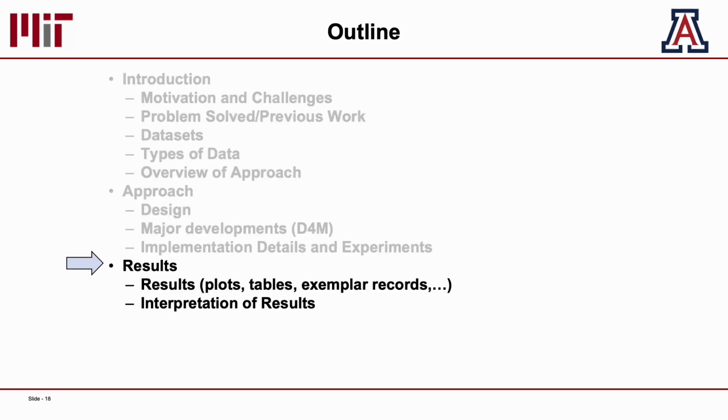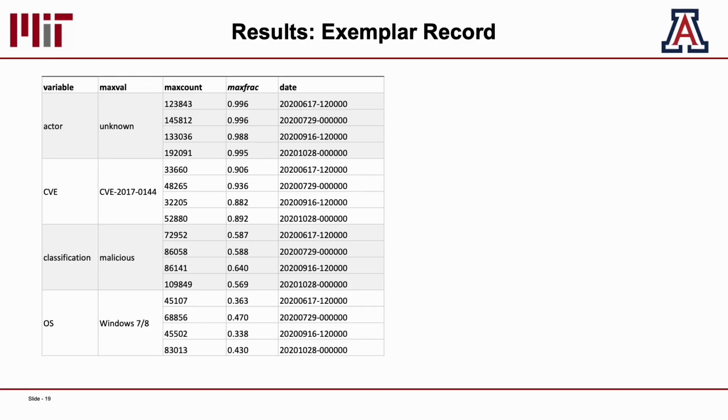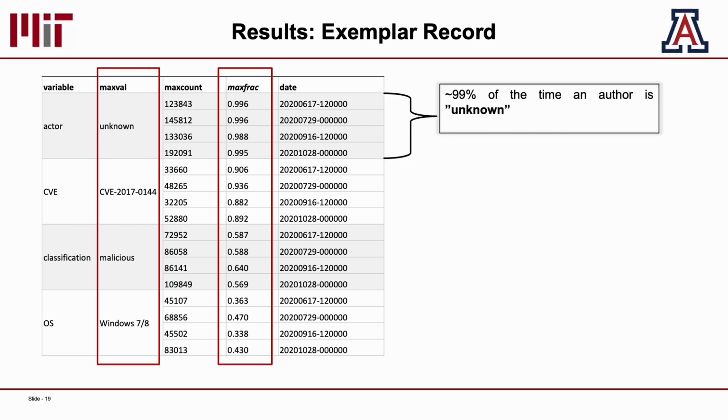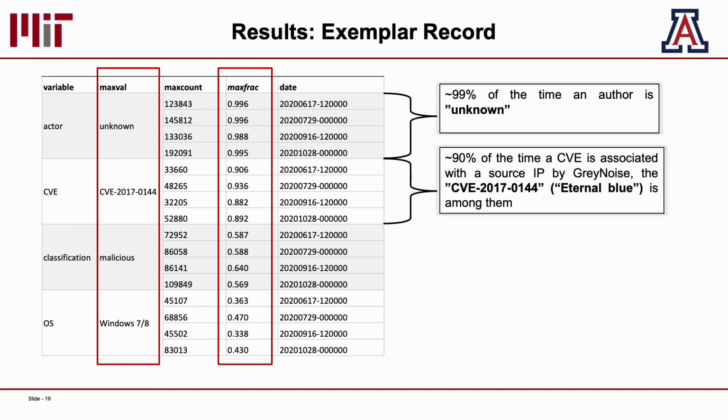In the results section, we will be going over plots, tables, and exemplar records. The exemplar record reveals the characteristics of our network data. We found the max value and the max fraction, and based on those results, we determined the exemplar record. The actor, who is the participant sending the packets over the network, has a maximum value of unknown, appearing about 99% of the time across all 4 dates.